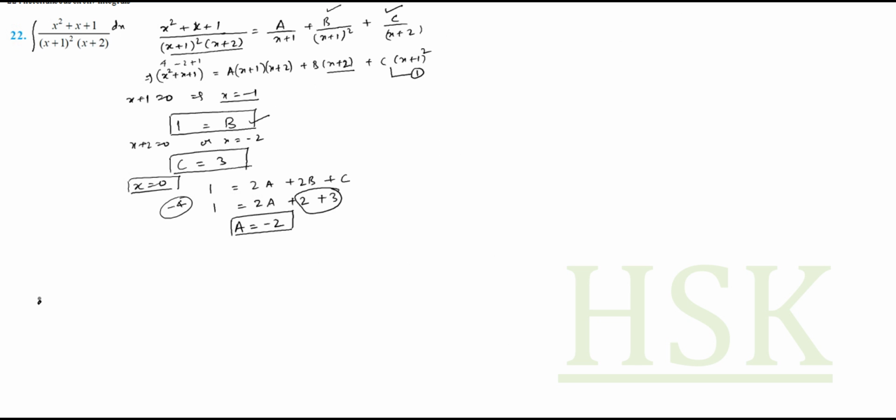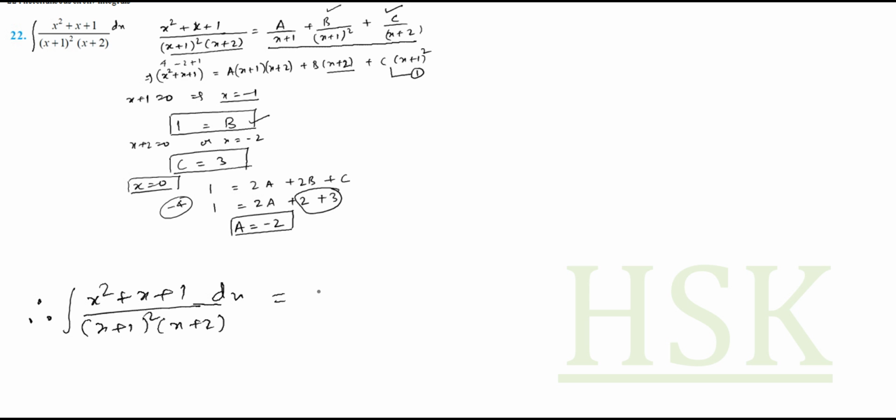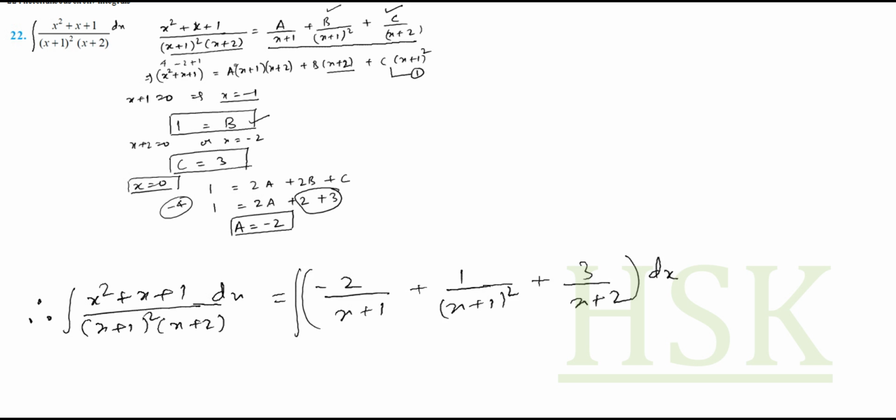Therefore we have (x square plus x plus 1) upon (x plus 1) whole square into (x plus 2) dx as equal to, placing the values of a, b and c in this term, minus 2 upon (x plus 1) plus 1 upon (x plus 1) whole square plus 3 upon (x plus 2), and this would be integrated now.